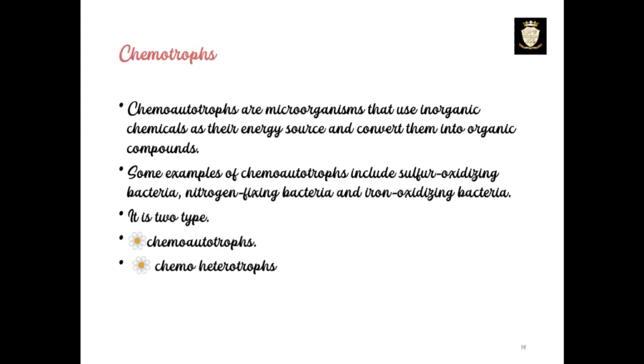Then the second one, chemotrophs. Chemotrophs are the bacteria that use chemicals as their energy source, and that chemical energy is converted into organic compounds. Such bacteria are included in the chemotrophs. Examples are nitrogen fixing bacteria, sulfur oxidizing bacteria, etc. The classification under the chemotrophs is chemoautotrophs and chemoheterotrophs.